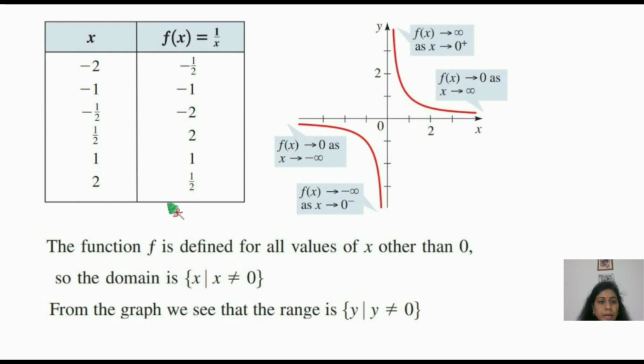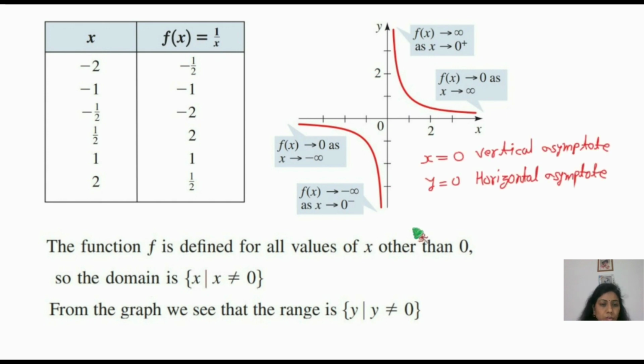So we can say that the function f is defined for all values of x other than 0. It means the domain is x such that x not equal to 0, and the range is y such that y not equal to 0. So we can easily see that x equal to 0 is a vertical asymptote and y equal to 0 is a horizontal asymptote. So very simple question. You can easily find out domain and range. Very easy. But if you have any doubt, please ask me.